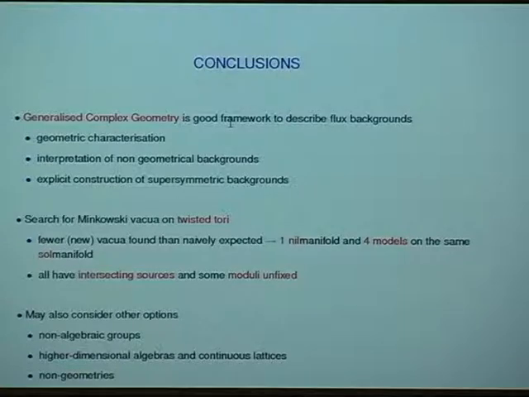You could go on and look for different spaces. For instance, you can look for non-nilpotent algebras. You can also try, what we did when we were looking for compact manifolds was to only take the quotient by a discrete group, but actually you can make a 6-dimensional compact manifold by quotienting a higher dimensional algebra by a continuous group, and this we didn't consider, so this could be another place where to look for new vacua, and of course you can also try to look for non-geometries. And that's all.